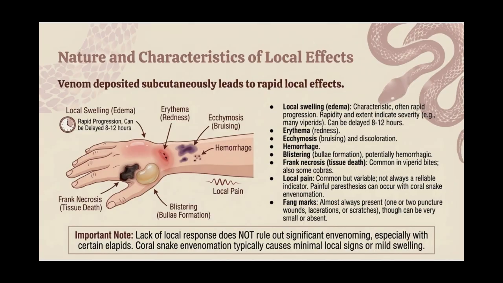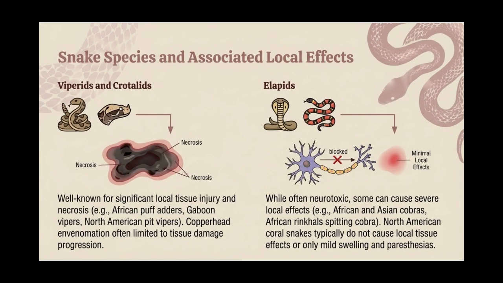This is particularly true unless the species of snake is known to cause only minor local effects in all medically significant cases. For example, local swelling may be absent after bites from many elapid snakes. Envenomation by coral snakes generally results in minimal local signs or mild swelling, especially when compared to bites from pit vipers. Different snake families and species are associated with varying degrees and types of local effects.